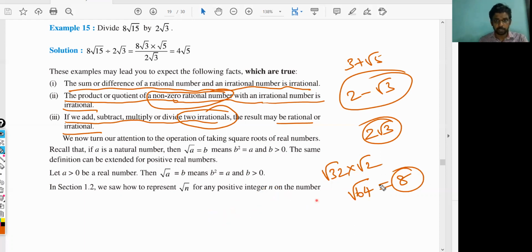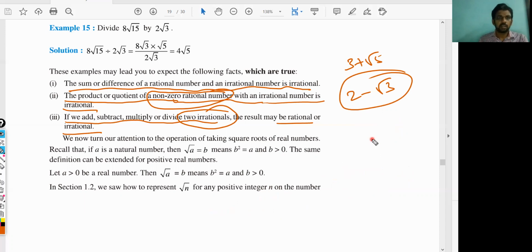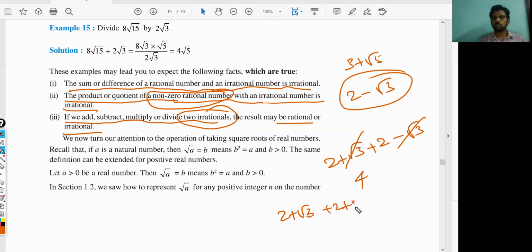Similarly, in addition or subtraction of two numbers, if one number is 2 plus root 3 and the other number is 2 minus root 3 (an irrational number can also be negative), and I'm adding these two, what happens? The root 3 and minus root 3 get cancelled, and it becomes a rational number. Or if it is 2 plus root 3 and 2 plus root 3, this becomes 4 plus 2 root 3, which is irrational. So it can be either rational or irrational.